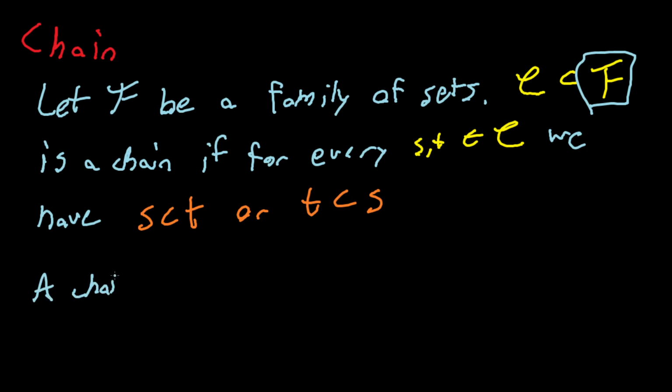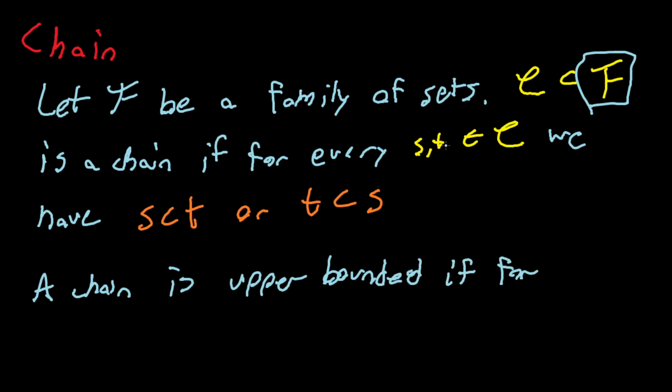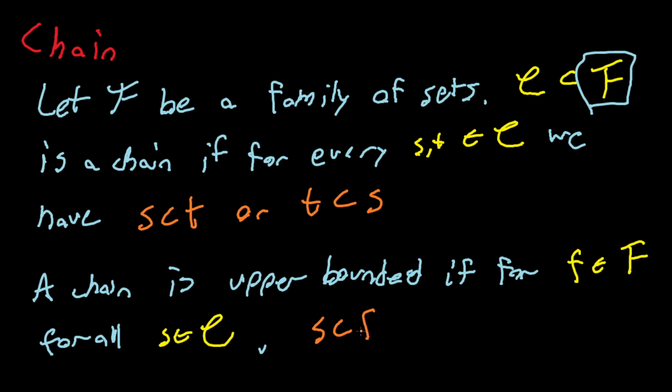A chain is upper bounded if for some F in the family, not necessarily in the chain, but just for some F in the family of sets, for all S in the chain, S is a subset of F. Okay, so the idea is an upper bound is a set that is a superset of everything in the chain.